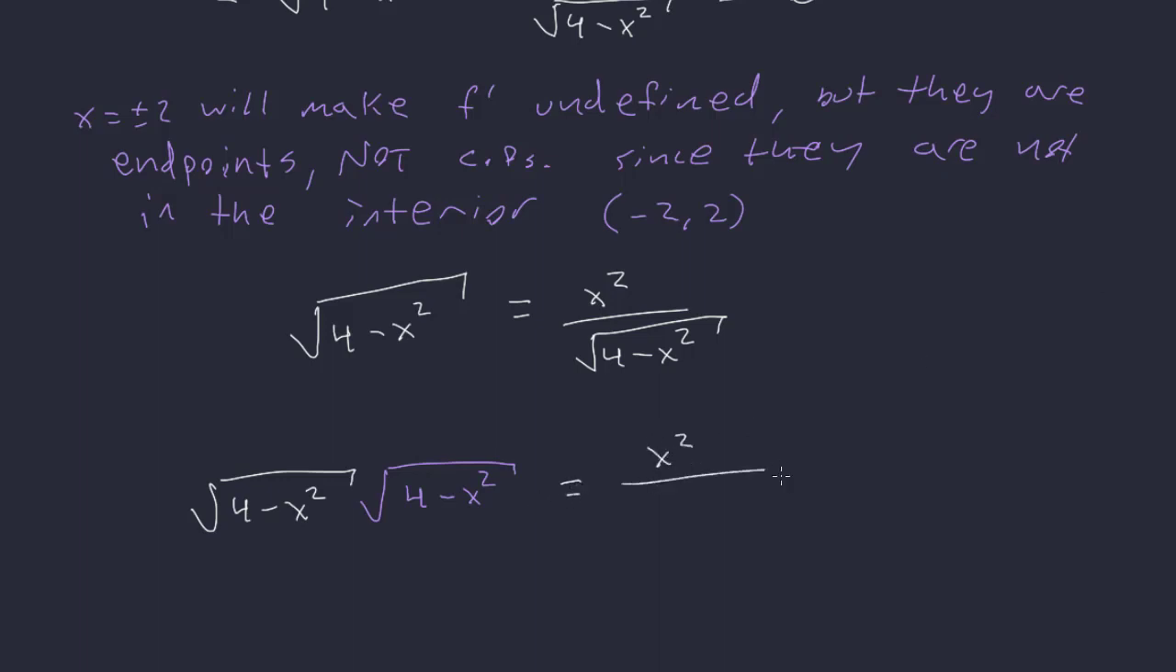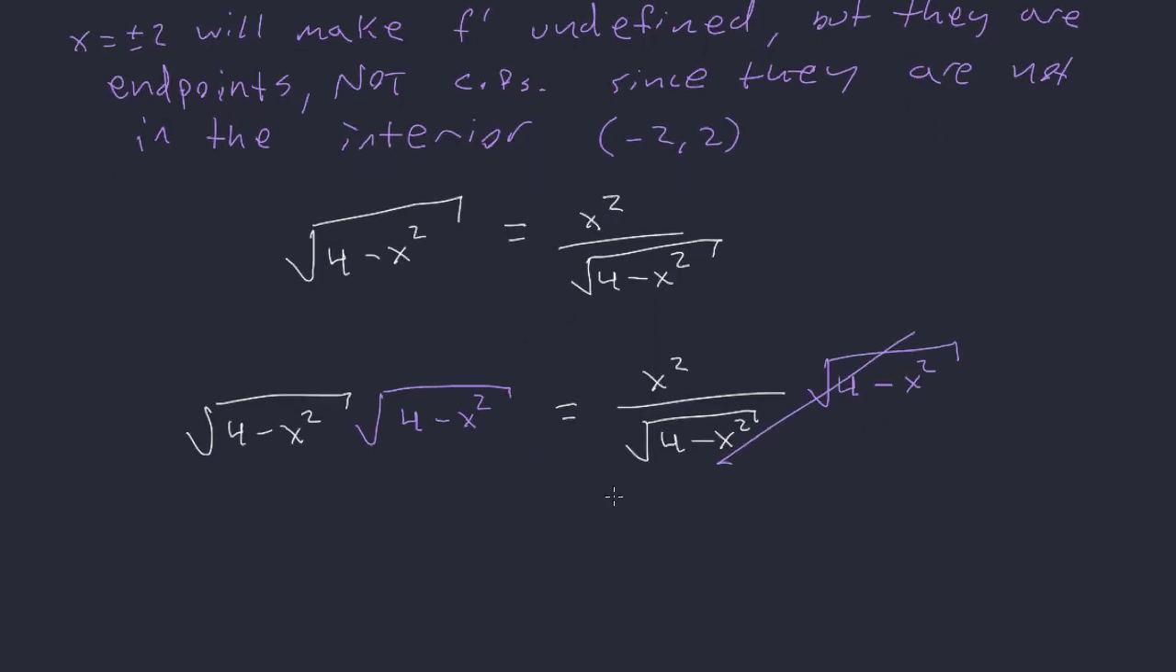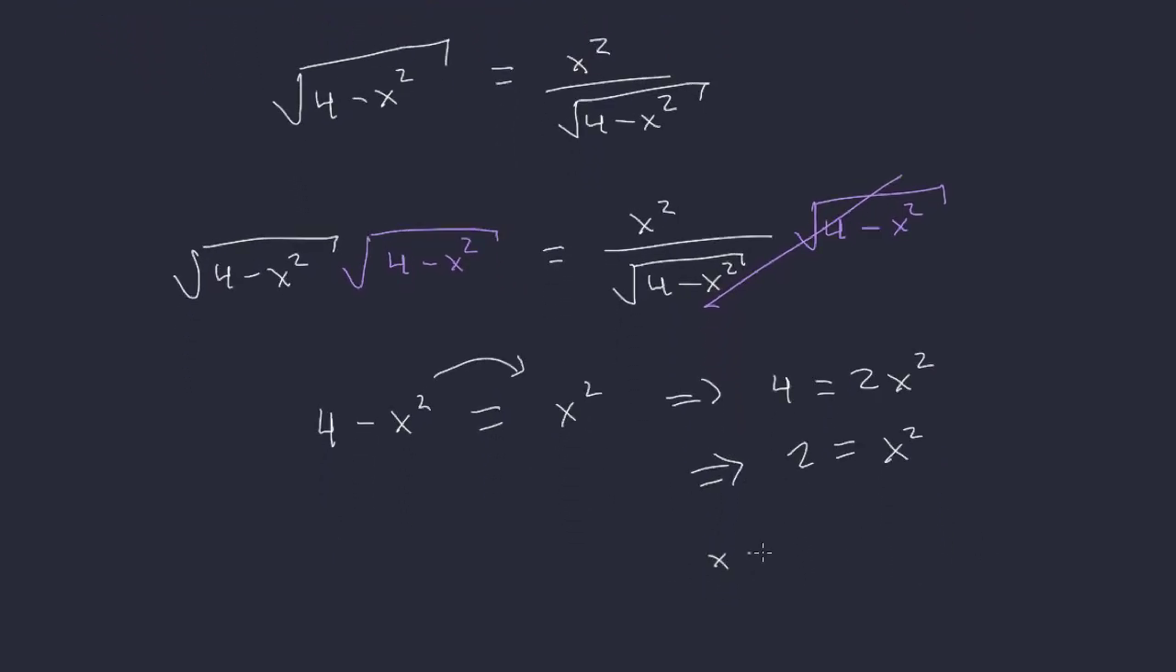Then we'll have x squared over 4 minus x squared times the square root of 4 minus x squared. Well, that's going to cancel this out. So we're going to end up with, on this side, just 4 minus x squared equal to x squared. We've simplified that a lot now, so now we can move the x squared over to get 4 is equal to 2x squared. Divide by 2 on both sides to get 2 is equal to x squared. So then x is equal to plus or minus the square root of 2.